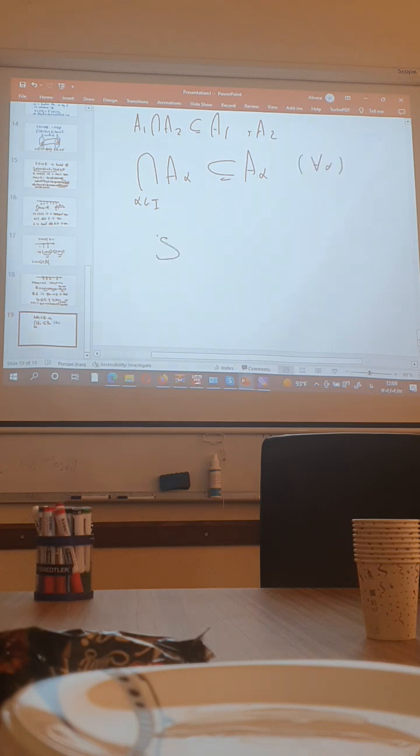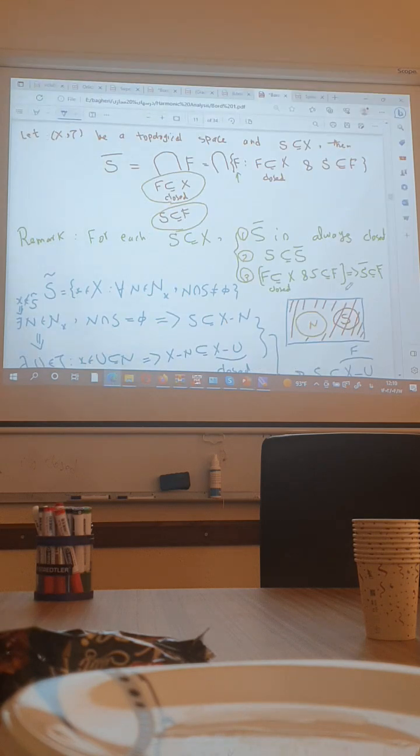And S bar is the intersection of F such that F is closed and containing S. So that all of these must contain S bar. S bar is a subset of F, okay? So we have this property. So S bar is the smallest closed set that contains S.